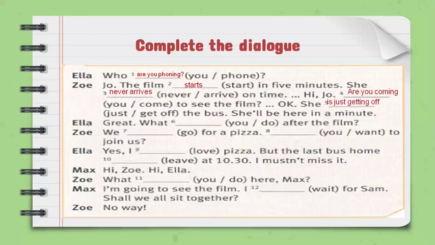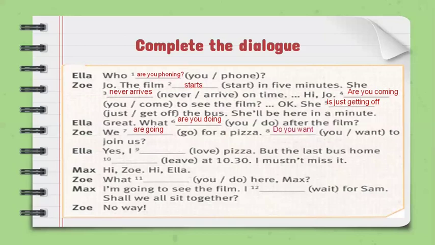Okay, she is just getting off the bus. As we remember, if we have words such as just, at the moment, currently, we know that it's present continuous, because we know that it's happening at this exact moment. Ella says, great. What are you doing after the film? Now this is similar to are you coming to see the film? It's a question about near future plans. We are going for a pizza, again, plans in the near future.